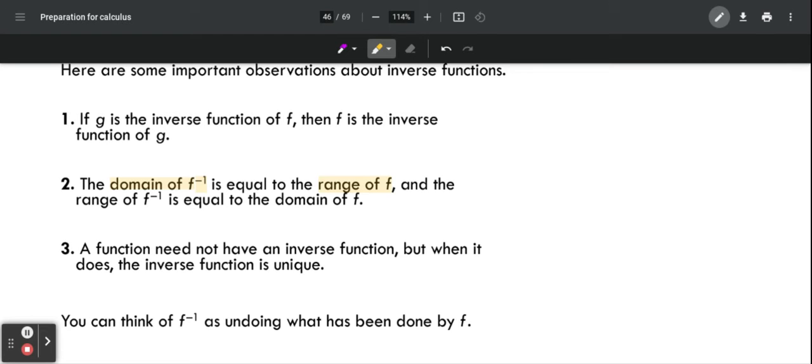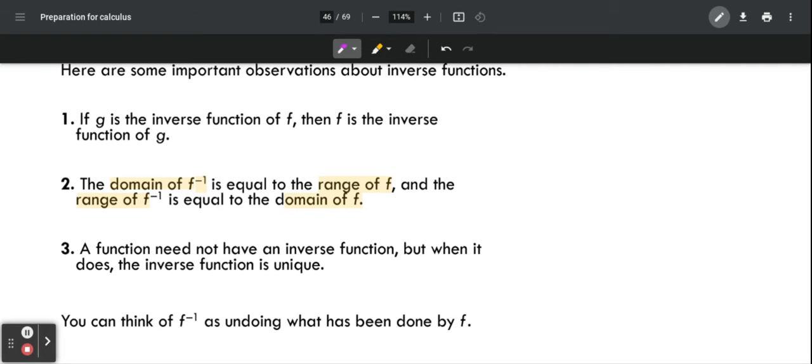And that comes because your x and your y values switch in inverses, which means that your domains and your ranges switch. Same thing, if you need the range of the inverse, it's going to be whatever the domain of the original function was. A function doesn't have to have an inverse, but when it does, the inverse is unique.